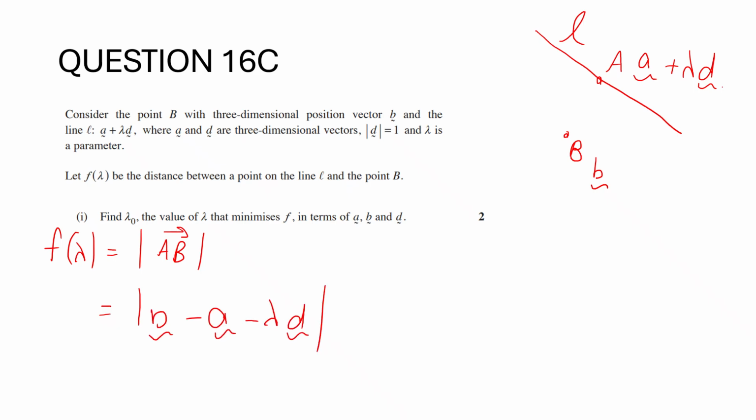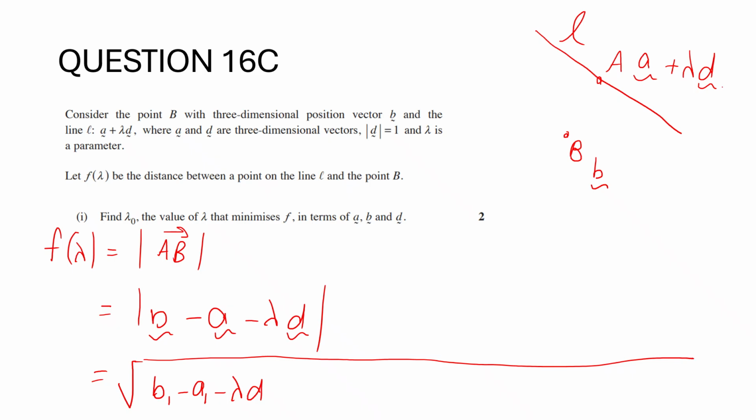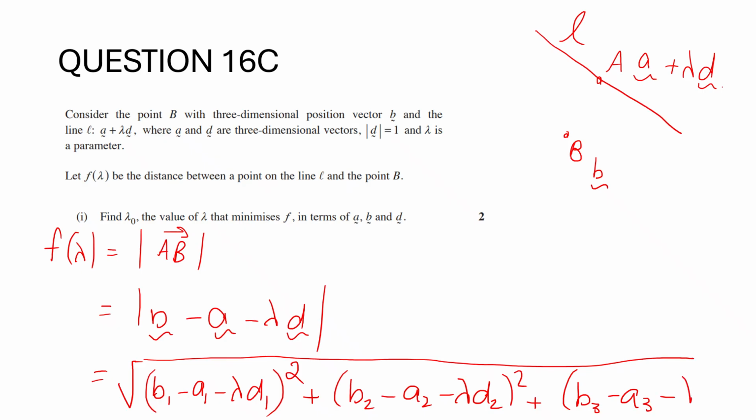Now, really difficult to do this without going into components because we want to use calculus, so let's just do that. It's the square root of B1 minus A1 minus lambda D1 all squared plus B2 minus A2 minus lambda D2 all squared plus B3 minus A3 minus lambda D3 all squared.